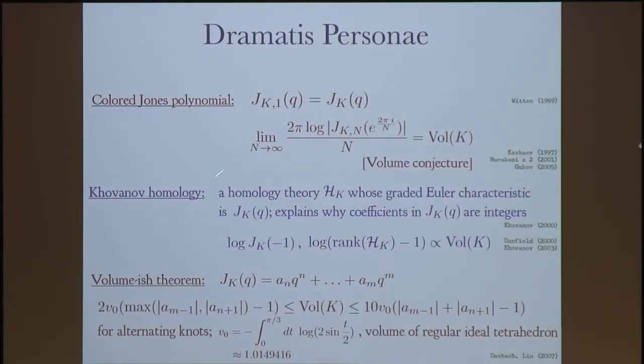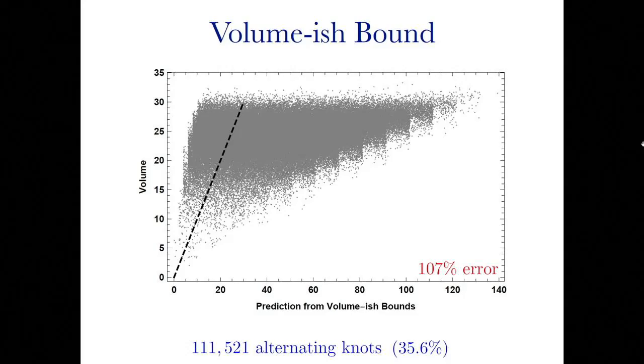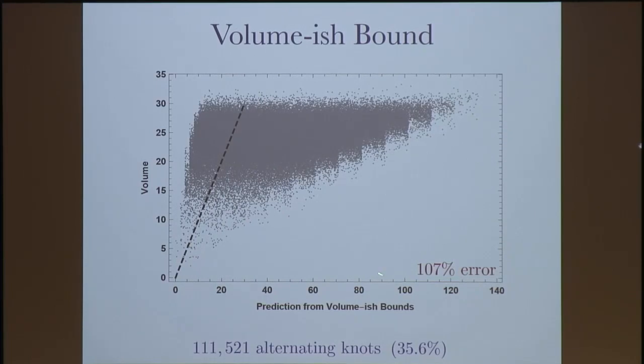A more refined invariant is in Khovanov homology. And Dunfield and Khovanov noticed that certain quantities, like the Jones polynomial evaluated at -1, or the rank of this homology, are related to the volume. In addition, there is a volumish theorem that relates coefficients in this Jones polynomial as giving upper and lower bounds to the volumes of knots. If we apply this volumish theorem by just selecting points within this range, we find that the actual value of the volume is relatively poorly described by choosing a point within this range.